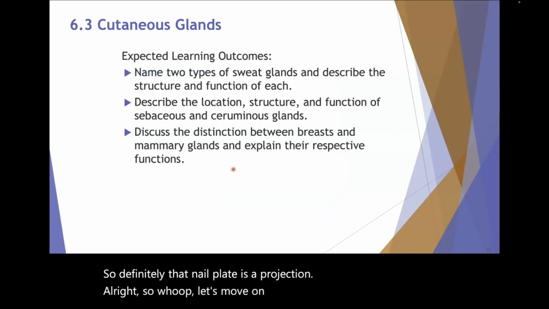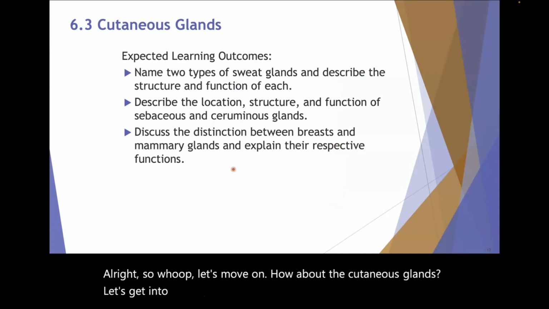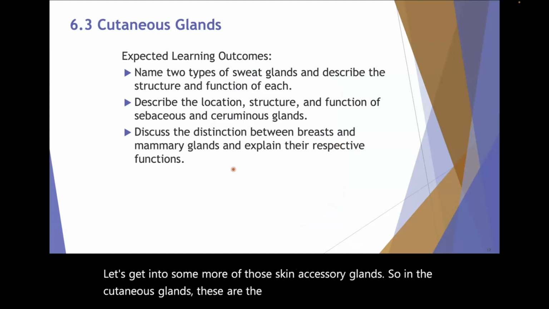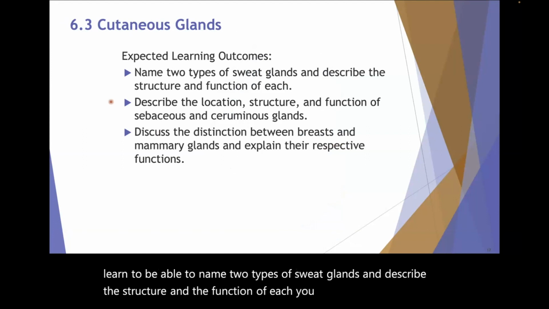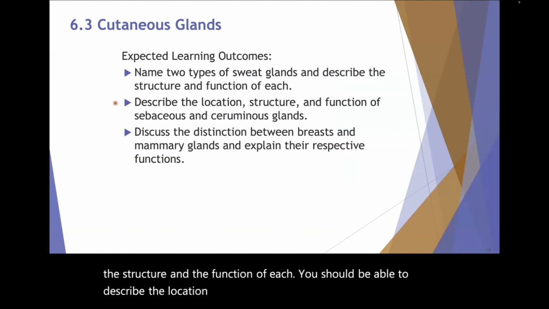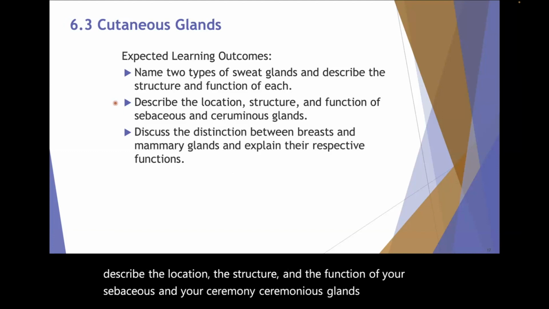How about the cutaneous glands? Let's get into some more of those skin accessory glands. So in the cutaneous glands, these are the things that you should expect to learn. To be able to name 2 types of sweat glands and describe the structure and the function of each. You should be able to describe the location, the structure, and the function of your sebaceous and your ceruminous glands, those that produce cerumen.